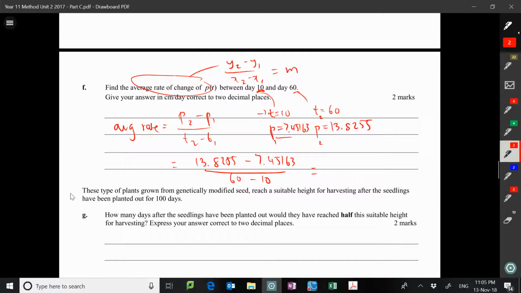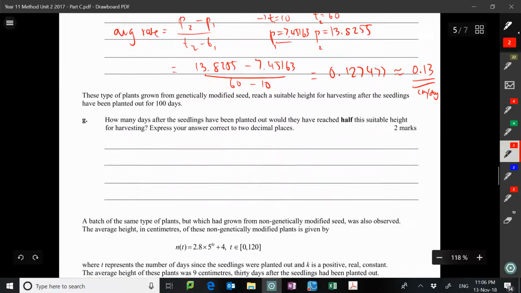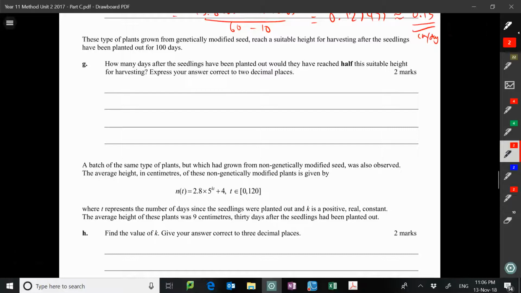It was to 2 decimal places. So that's what, 0.127477, which is approximately 0.13. Okay, that's the average. Centimeters, that's the height per day. Centimeters per day, that's the rate of change. Okay, but we don't do that anymore, so you can ignore that. Next one.